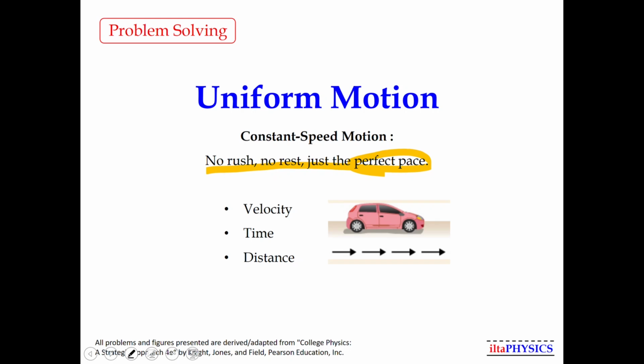Since the motion itself is relatively simple, the problems related to it are also very straightforward. If you know the speed and the time of a moving object, you can find the distance traveled just by multiplying the two. Now let's briefly summarize the theory behind uniform motion.